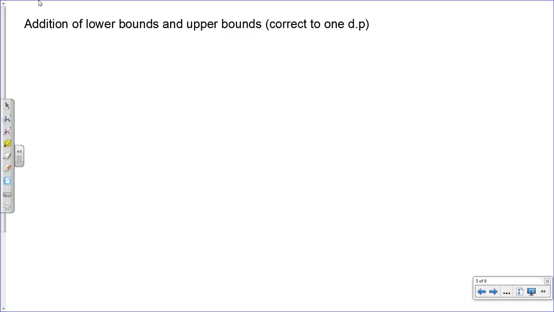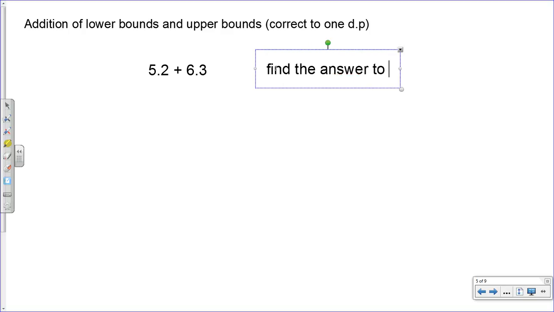Okay, so we've completed significant figures. We looked at 2 decimal places. We looked at 1 decimal place. Let's have a look at addition. So let's say you had the sum 5.2 plus 6.3, and they want you to find the answer to 1 decimal place.